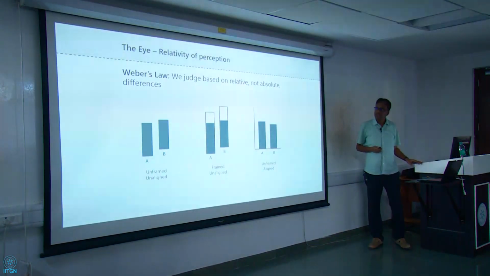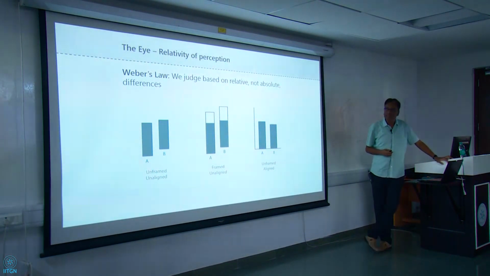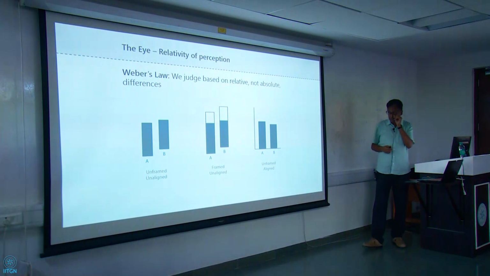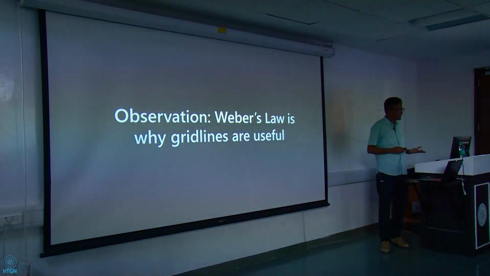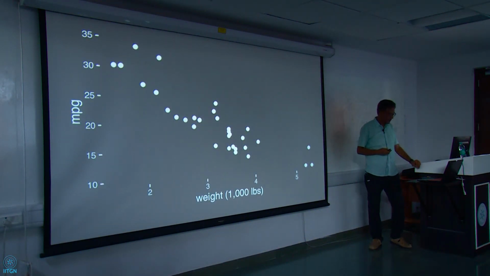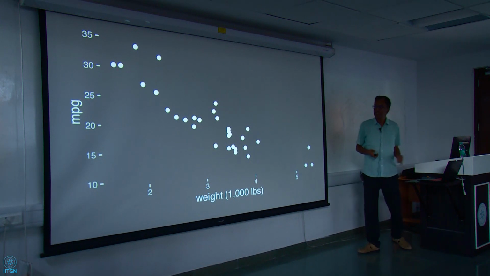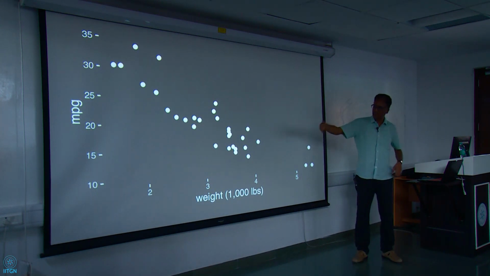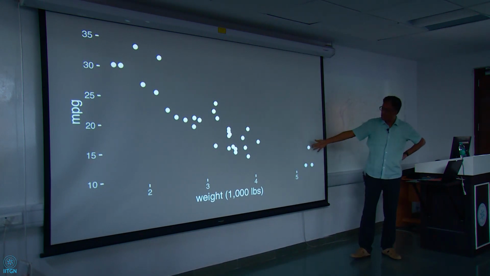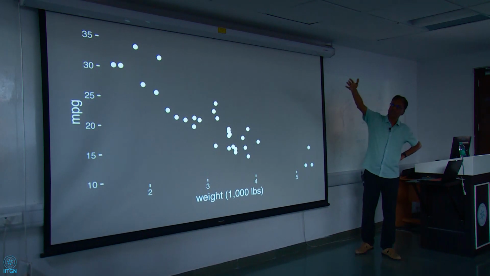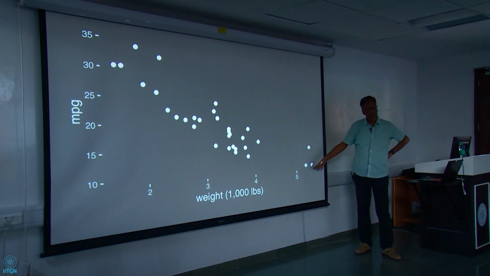So that's essentially the basis there. In terms of how it translates, we judge based on relative, not absolute differences. Weber's law is why grid lines are useful. So, for example, this is a scatter plot of, say, some cars, showing miles per gallon, how much mileage a car gives, and how much it weighs. Okay? So these are all different makes of cars, going from Japanese cars out there to American cars somewhere here.